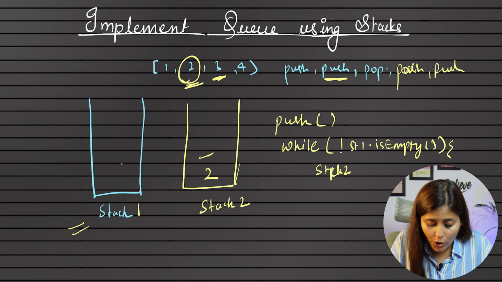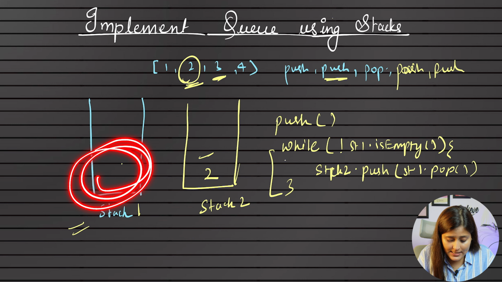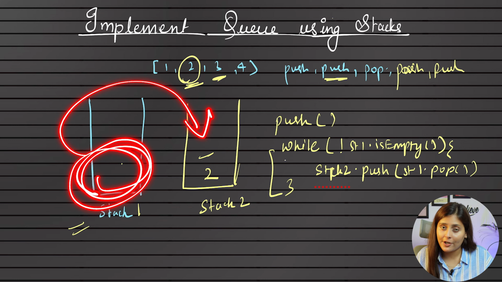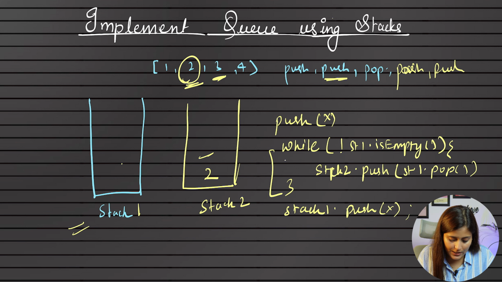So stack 2 dot push, what? Stack 1 dot pop, can I say? So when I run this while loop, I will end up popping every element and pushing in the container which is stack 2. And now in the stack 1, whatever element you wanted to push, let's say x, you can insert this x in the stack 1. Suppose 3 wants to come, so 3 can settle here till the ending position, right?